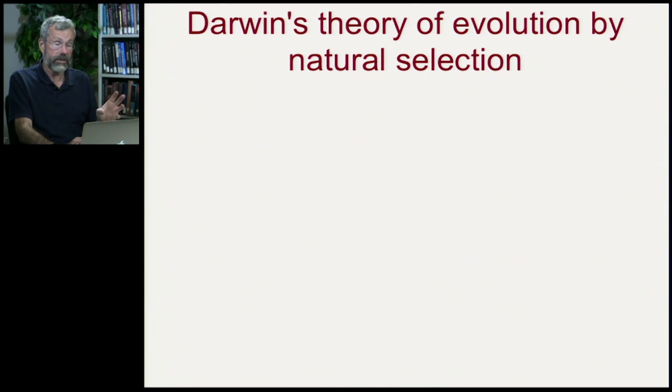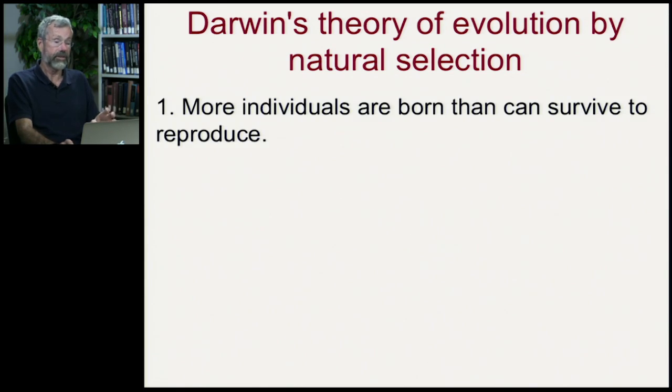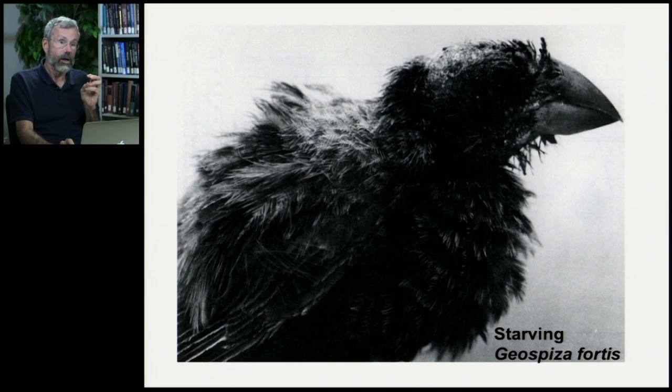Okay, now let's look at those beaks and let's think about what Darwin articulated in his theory of evolution by natural selection. First, from Malthus, is the idea that more individuals are born than can survive to reproduce. In the Galapagos, the food supply varies. Some years there's lots of food, sometimes there's hardly any food at all. During those hard years, there's a lot of starvation. So here we have a particular species that we're going to be looking at, Geospiza fortis, during a drought. And as I'll show you shortly, a large proportion of these animals may die in particularly difficult years.